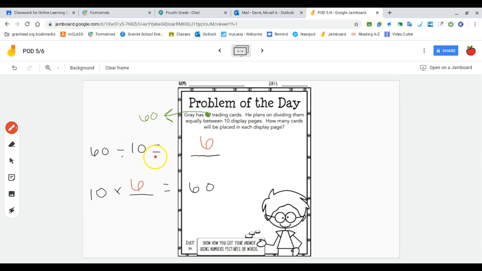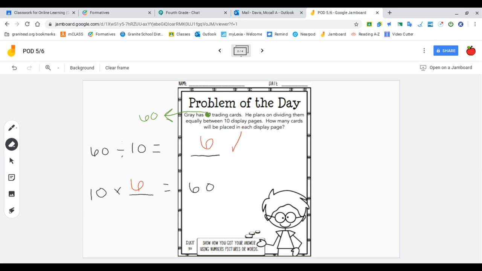Again, if I were to fill in this division question, I can also read it backwards with multiplication and check. So I'd go 6 times 10 equals 60. And if that's a true statement, which it is, that means that this checks out and I'm correct.